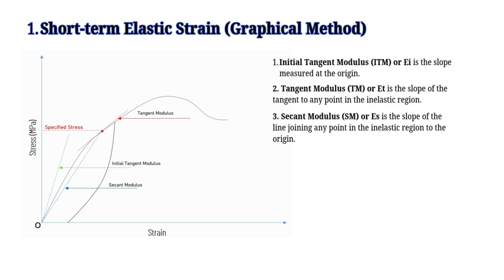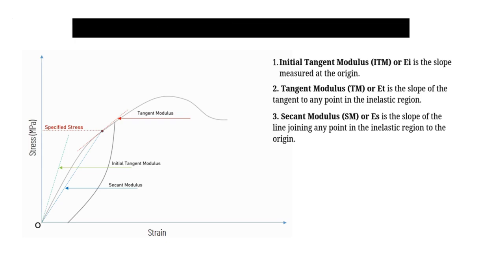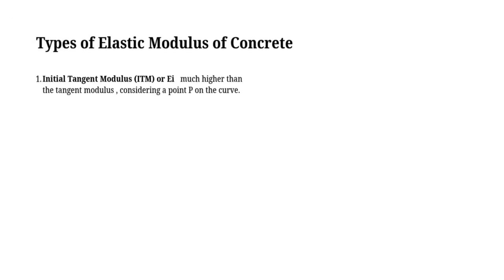Initial tangent modulus is also known as short-term static modulus. The tangent and secant modulus give the material behavior in the inelastic region of the concrete. Now, I am going to explain the features of these three modulus in detail. If you do not need the details, you can skip to the next chapter.